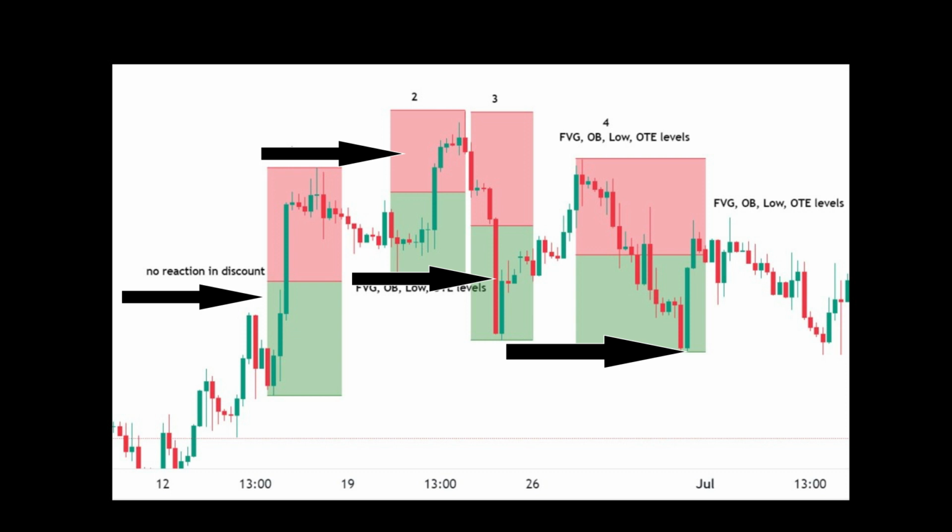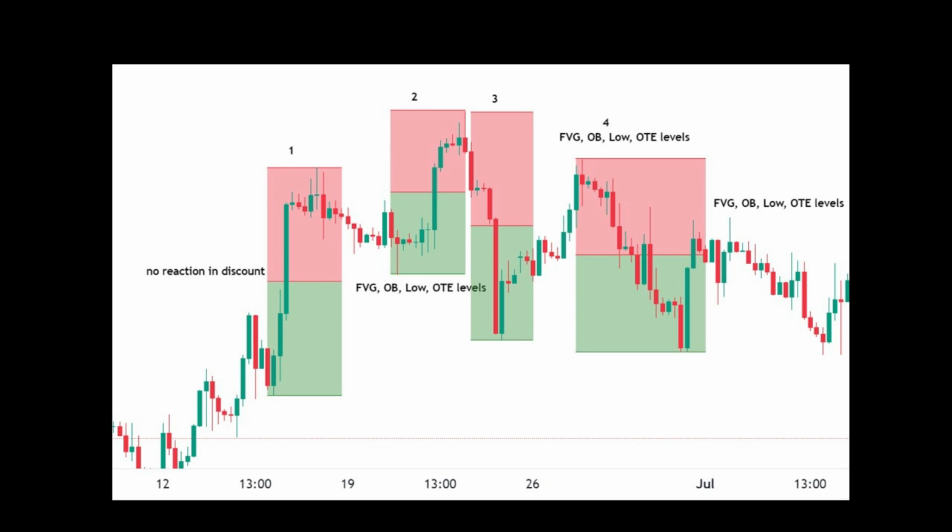Okay, so let's go with the first impulse. Price is going up strongly and then it comes back. It doesn't even tap into the 50% level. So price doesn't go to discount. Oh, what a surprise. Do you know how many times this happens in, I don't know, 100 different impulses? How many of them don't even go to the 50%? That's your job to find out.